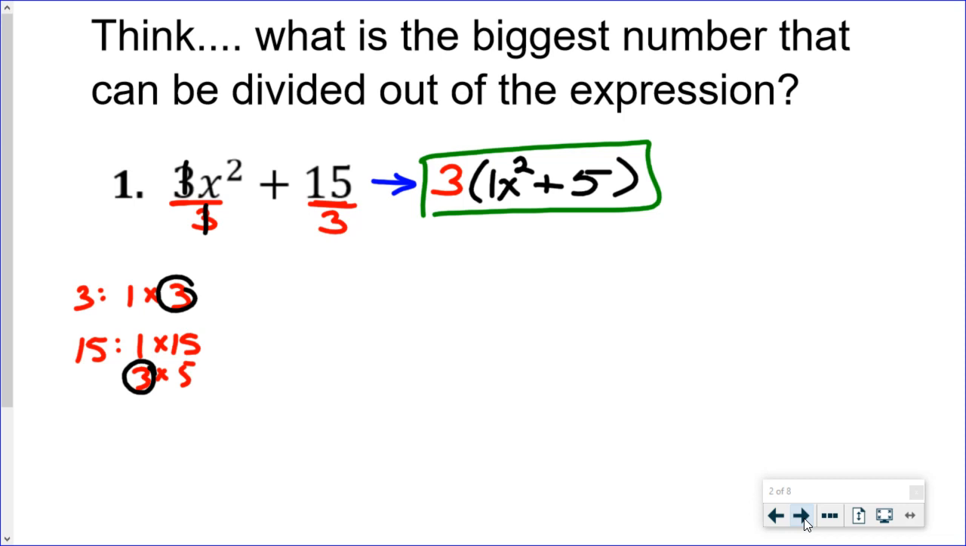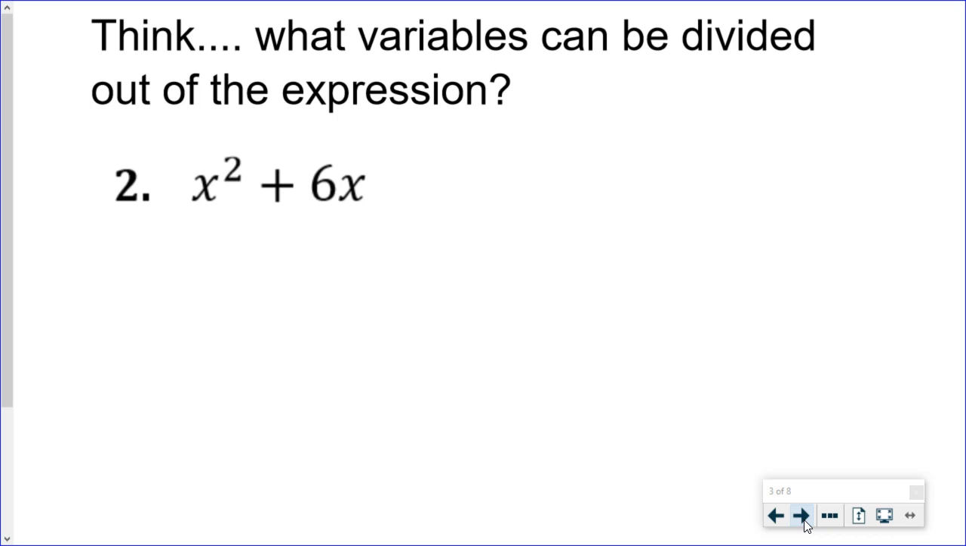Okay? Now, what can be divided out of number 2? Well, there aren't any numbers we can really divide out except 1, and 1 doesn't do anything to it. But do you see there's x's in both of these? So if there's just an x, it means x to the first power. You might want to put that little 1 there. And what you're going to look for is the smallest exponent and put those down here. That's in all the terms. Okay? You have an exponent of 2 and you have an exponent of 1. The smaller exponent goes there.